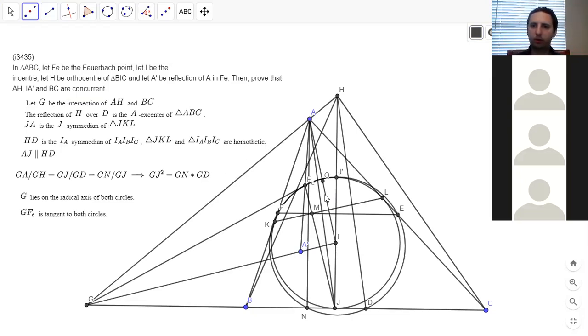Now, we know that J'FE is parallel to GI and O is the midpoint of AI, which implies that FE is the midpoint of AA'. Okay.